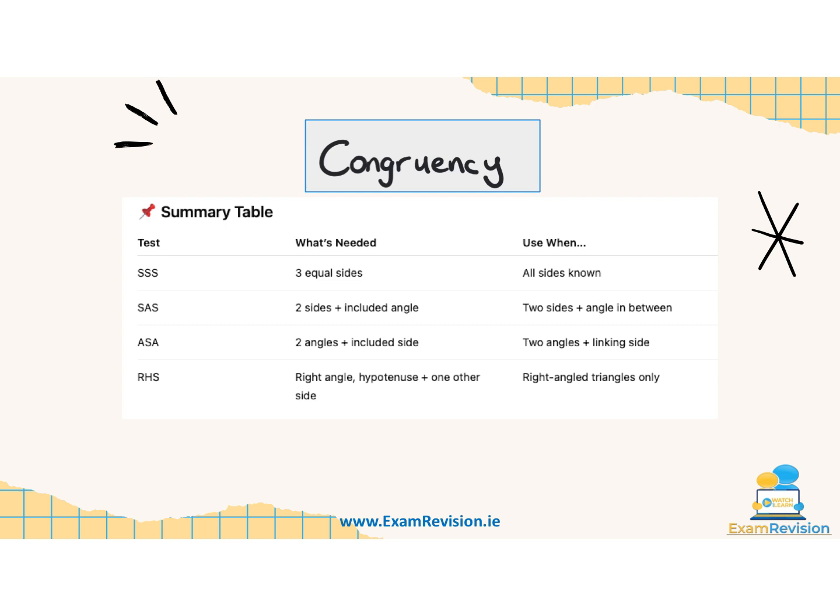And there are 4 main tests for proving that two triangles are congruent. So I've created a little summary table for you showing that. The first test is SSS, side, side, side. What's needed is 3 equal sides, and you use it when you know all the sides. SAS means that we have 2 sides and the included angle, so the angle between the 2 sides. ASA is angle, side, angle, so 2 angles and an included side. Use it when you know 2 angles and the side linking them. And another one then is RHS, or right angle, hypotenuse and one other side. This only works with right-angled triangles because the right angle will be the same. So if you have the hypotenuse and one other side, then you can also prove congruency that way.